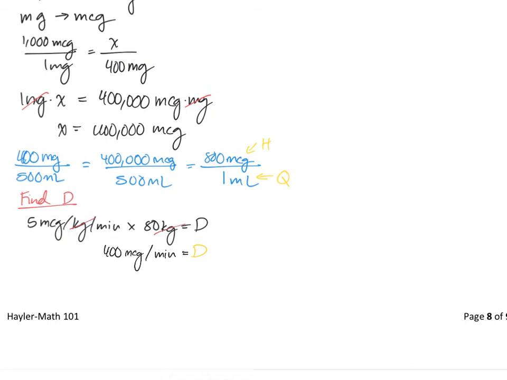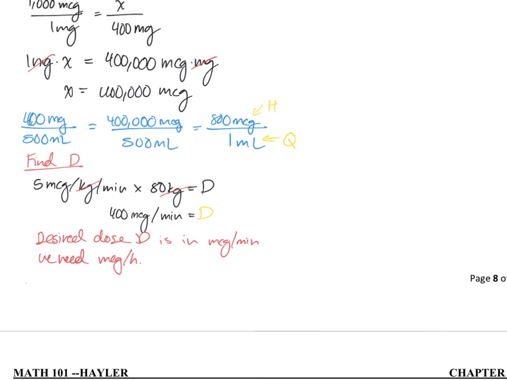There's a slight problem here though, and it is the units that our desired dose is in. So the desired dose, D, is in micrograms per minute. However, we need to determine micrograms per hour. So we're going to have to convert that.